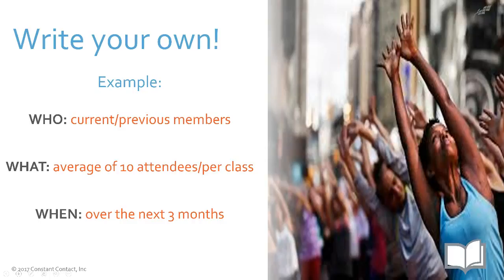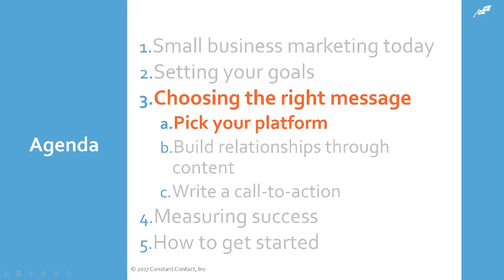So who did they want to focus on? Current and previous members. What were they trying to accomplish? Well, they wanted an average of 10 attendees per class, and they were shooting to achieve this goal within a 3-month time frame. Now, we've decided what we're truly after, and we've made a tangible goal to measure our success. Now you're ready to start designing the message that gets you there.